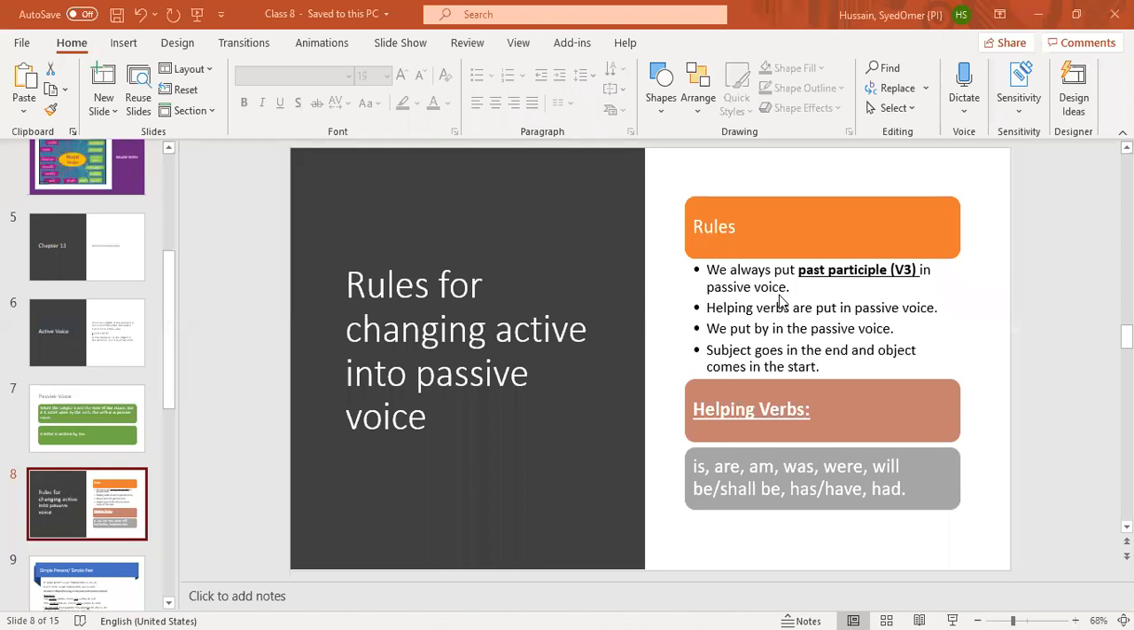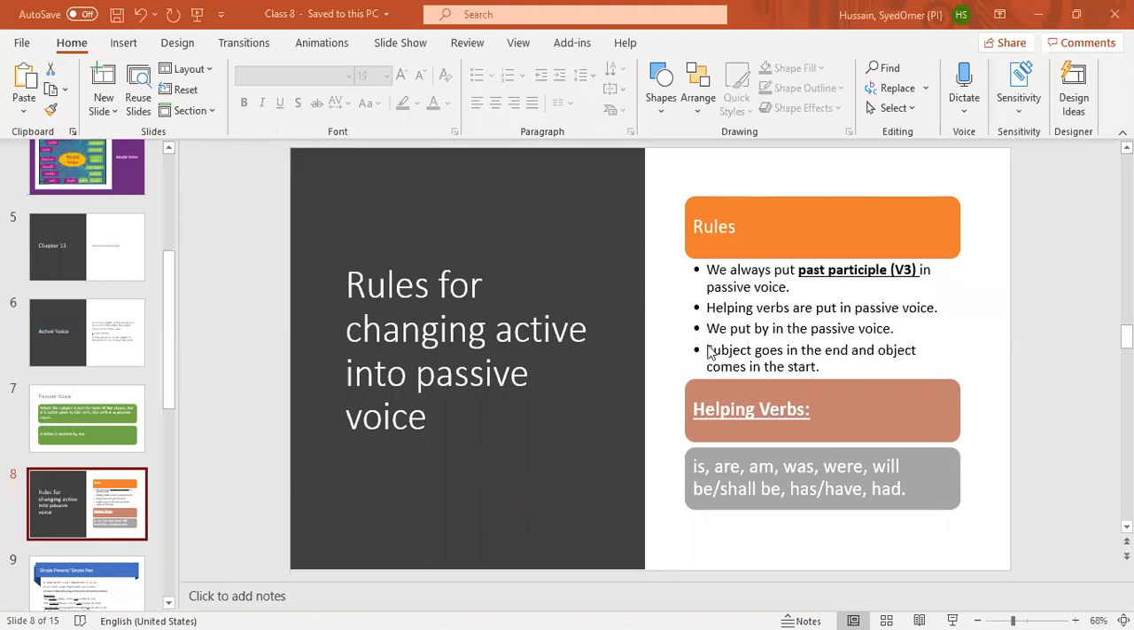Second, you're going to put the helping verbs like is, are, am, was, were, will, shall, has, have, had in the passive voice. These are the rules for changing active into passive voice. Remember, these rules are followed in the passive voice.